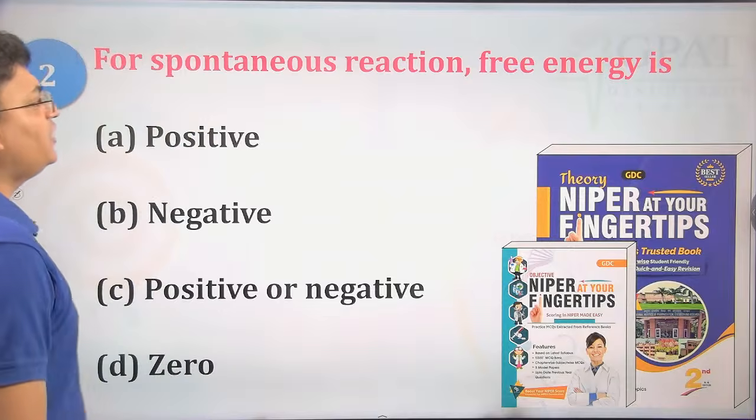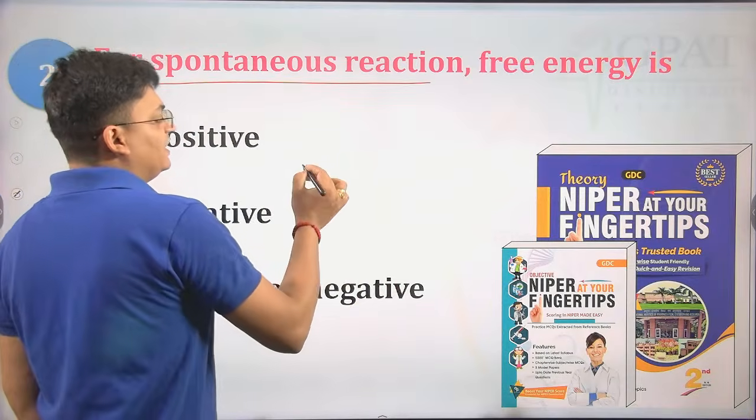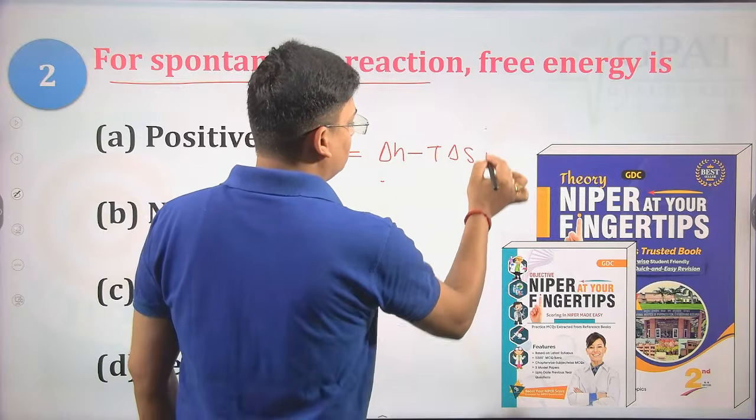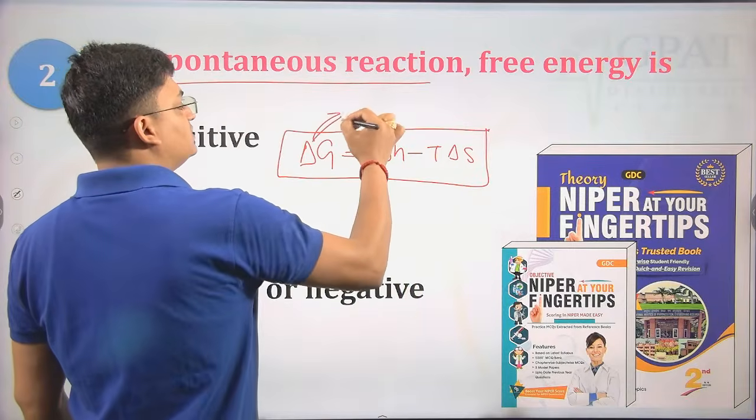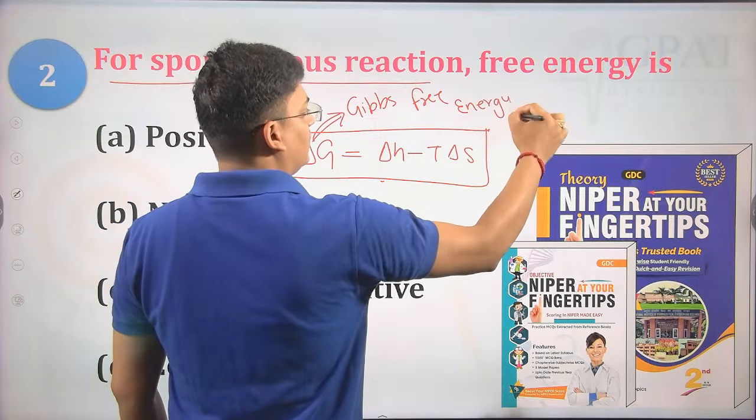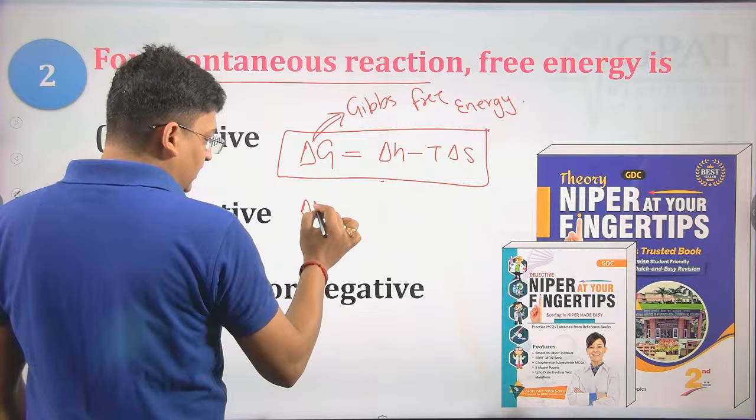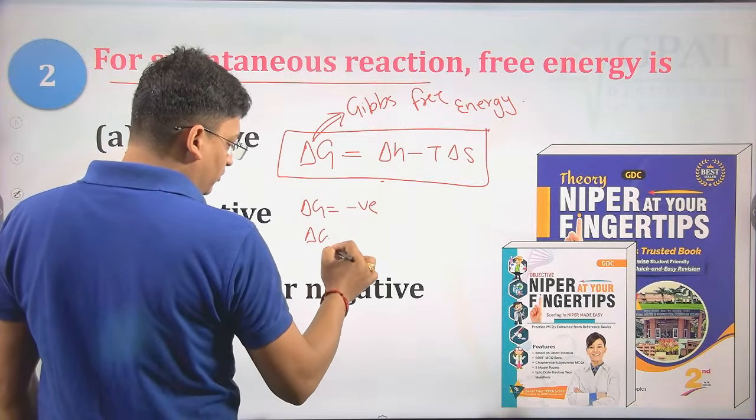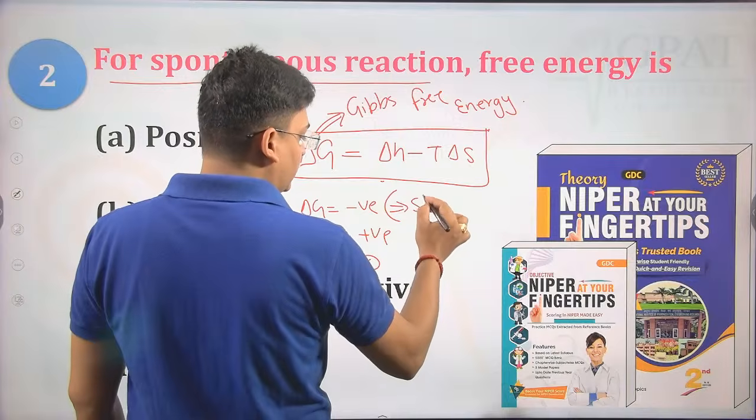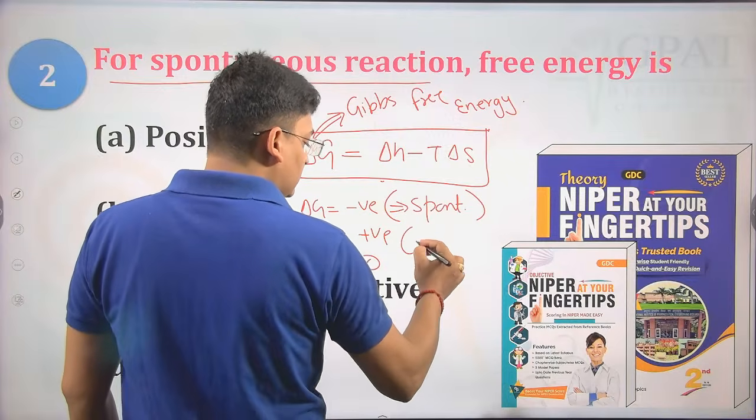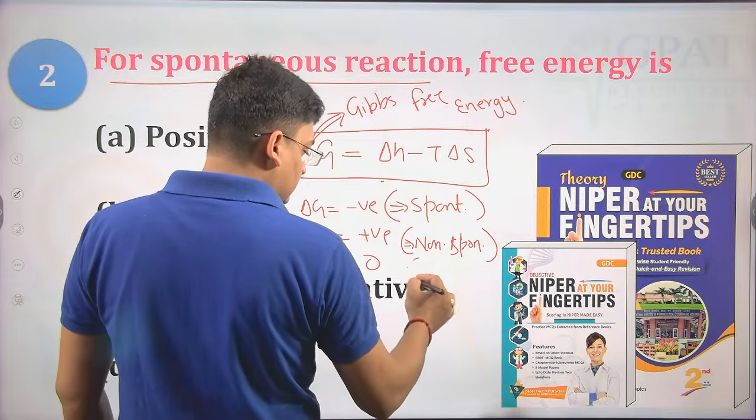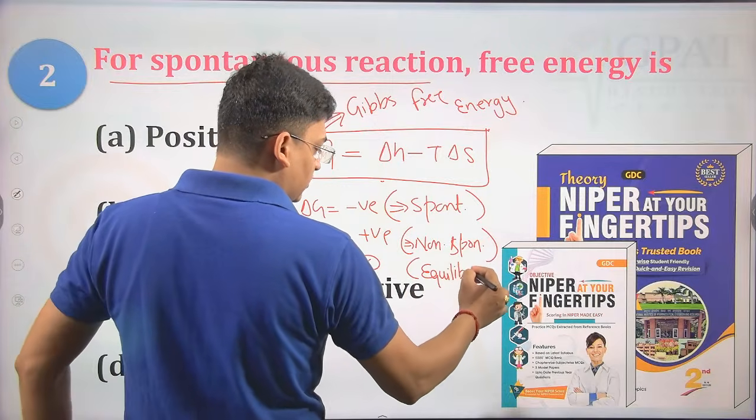For a spontaneous reaction, the free energy, also known as the Gibbs free energy, is given by delta G equals delta H minus T delta S. If delta G is negative, the reaction is spontaneous; if delta G is positive, the reaction is non-spontaneous; and if delta G is 0, the reaction is in an equilibrium state.